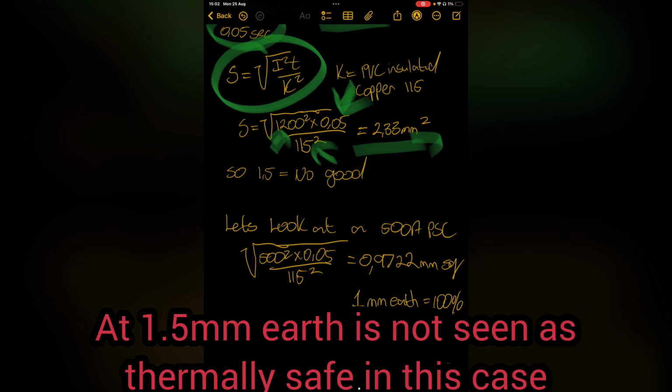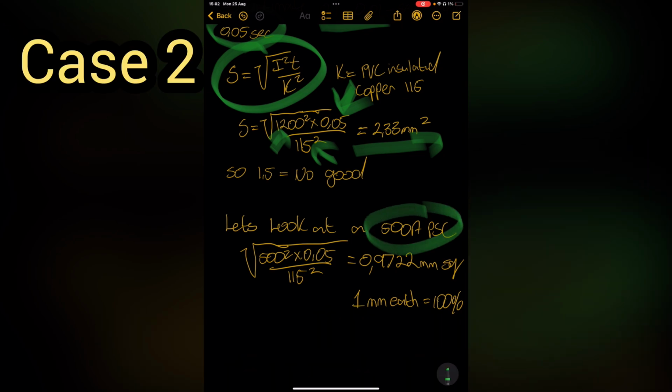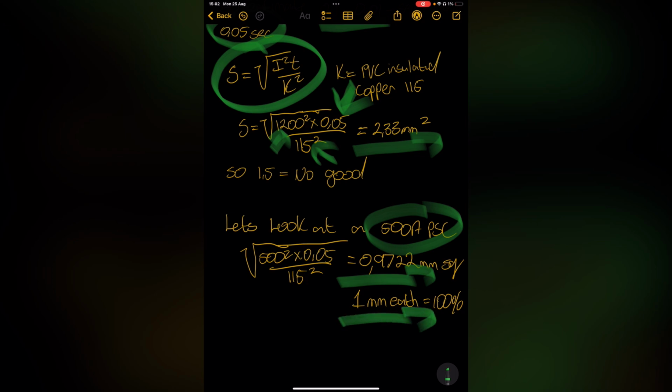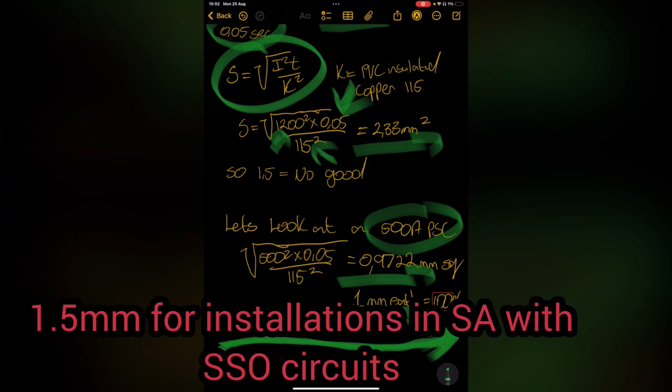It's basically exceeding its thermal limits. So over here, we got a recalculation with a PSC of 500 amps, and we basically come to the conclusion that we could use 1 millimeter square earth. Sometimes the 1.5 millimeter would be enough, other times it will actually technically not be enough. It's more like a guess than really an engineering calculation.